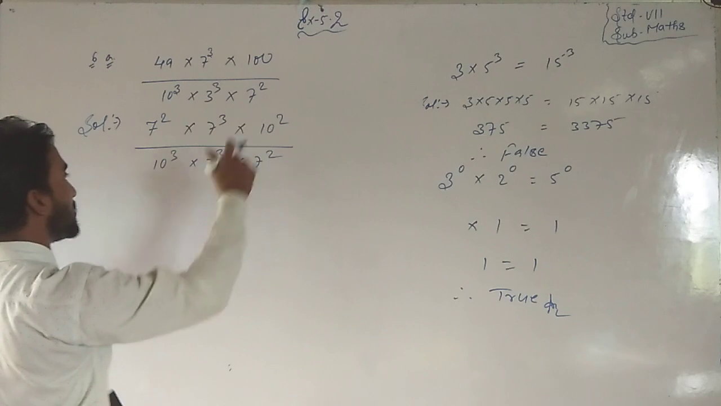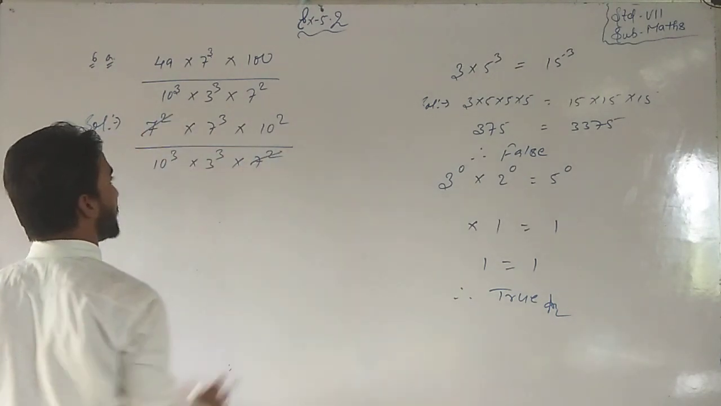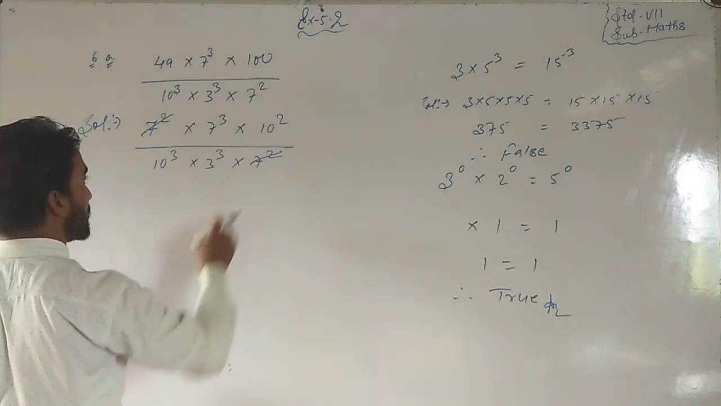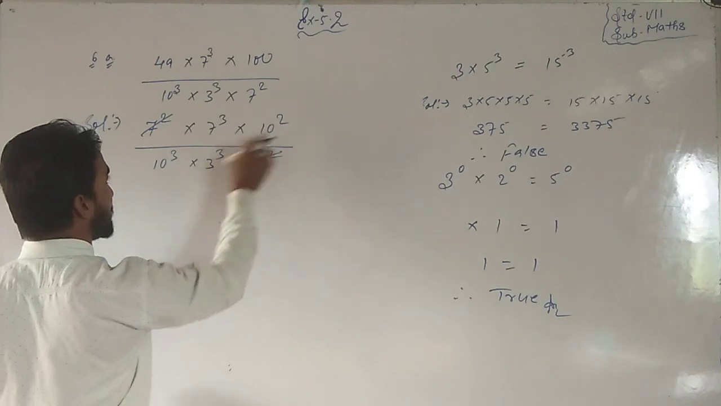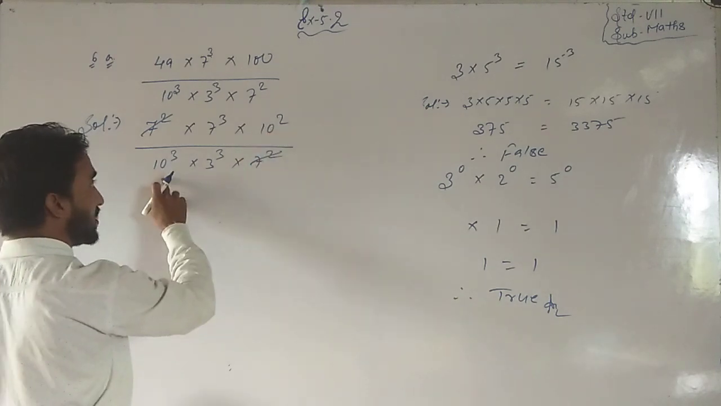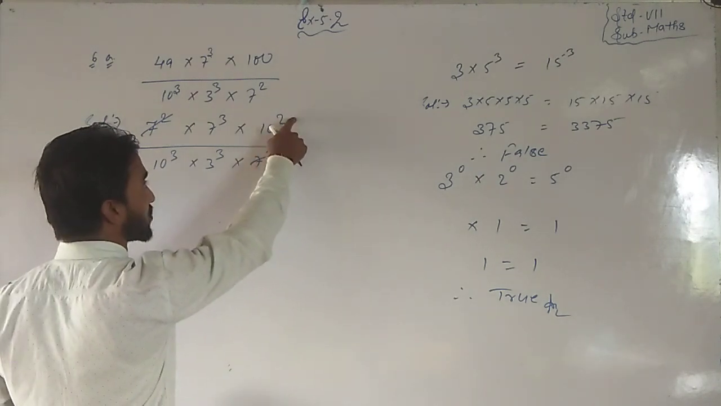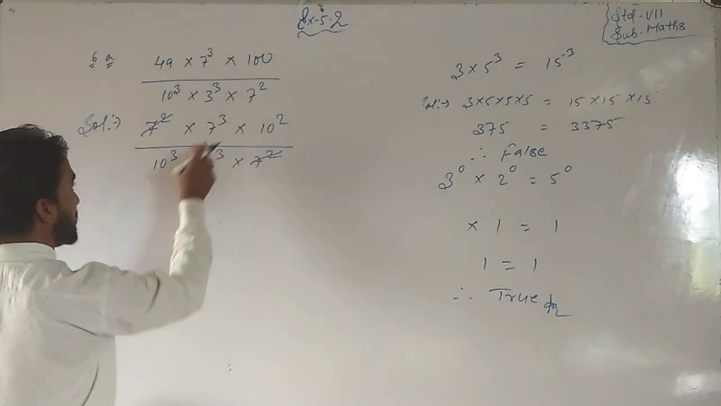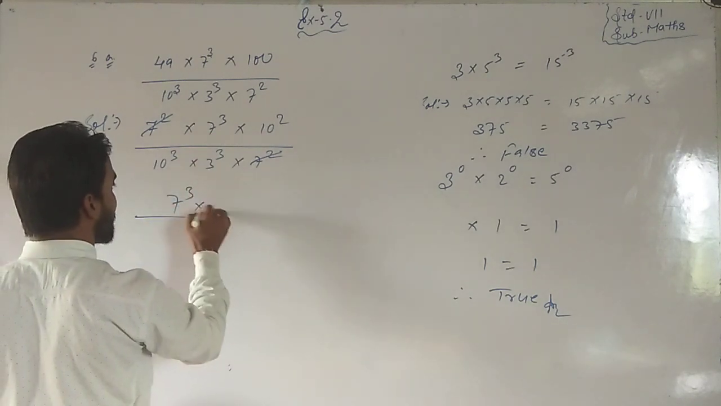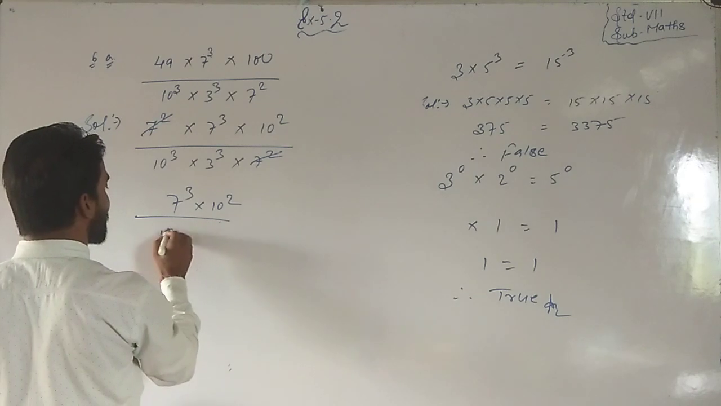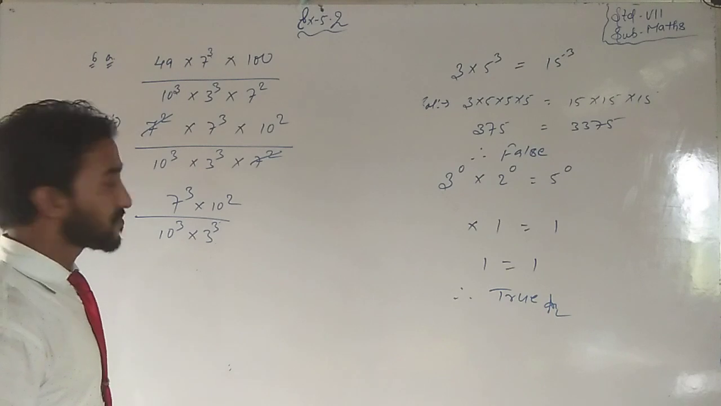So students, can we divide 7 to the power square by 7 to the power cube easily? Sure. 10 to the power square or 10 to the power cube? What will happen is that the 10 to the power square will come downside and the powers will be subtracted. Why subtracted? Because the bases are equal. That's why 7 to the power cube, 10 to the power square, 10 to the power cube, into 3 to the power cube. Now it is okay, friends.